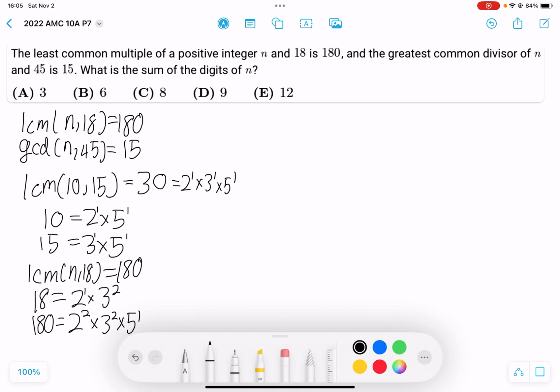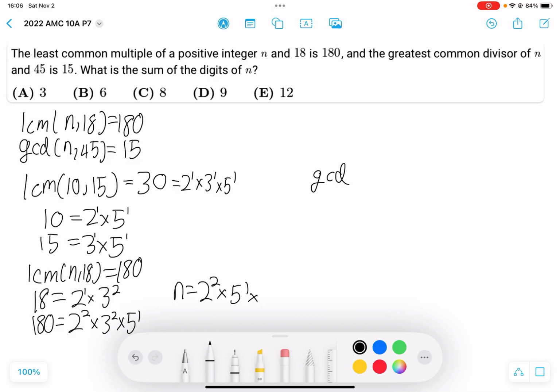However, 18 only has an exponent of 1 for the factor 2, meaning that n has to have an exponent of 2 for the factor 2. And we don't need a 3 for n because 180 already has 3 squared and 18 already has 3 squared, but we need a 5 to the power of 1. So n is 2 squared times 5 to the power of 1 times possibly something else that we haven't discovered yet. Let's now look at the GCD condition.